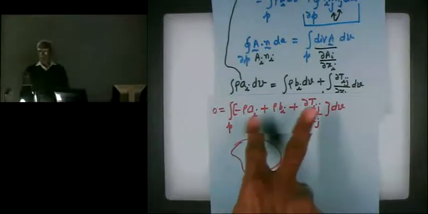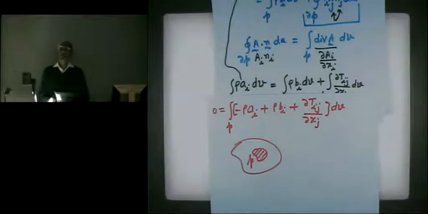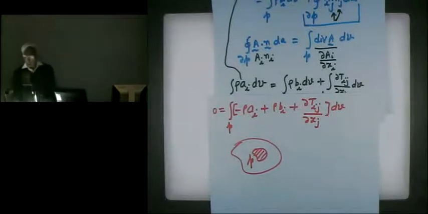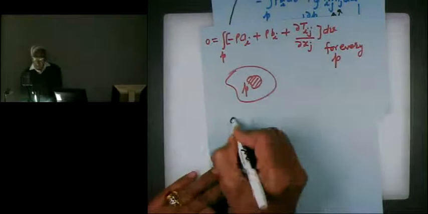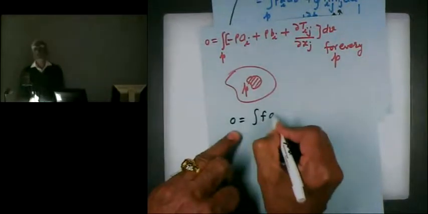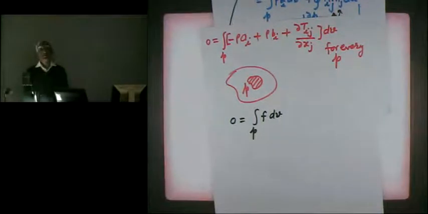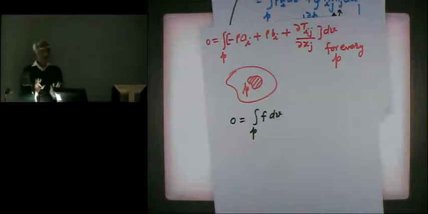So if this integral vanishes for every part P, what should happen to the integrand? I don't think it's making much sense yet, so let me give you this argument. Instead of writing all this stuff, let me just say I have F here, and this is true for every part P. So the claim is that F must be zero.